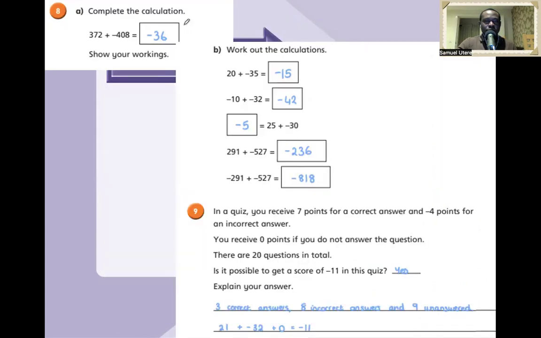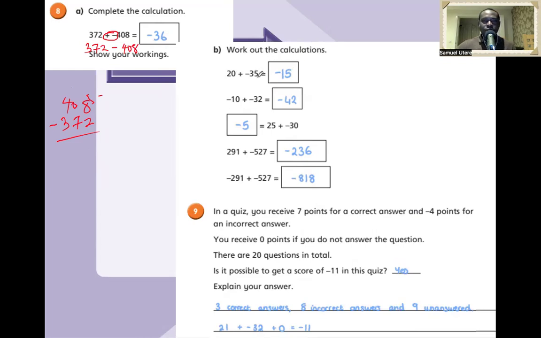So for this one, you were asked to complete the calculations. Remember by now, you can use the quick method I've shown you. So this is like saying 372 minus 408. Now, you're definitely going to have a negative number. Even if you do 408 minus 372 so that you can use a conventional way of doing the calculation, using your mental method or your written method, your result will be negative. Why? Because you're subtracting a bigger number from a smaller number.